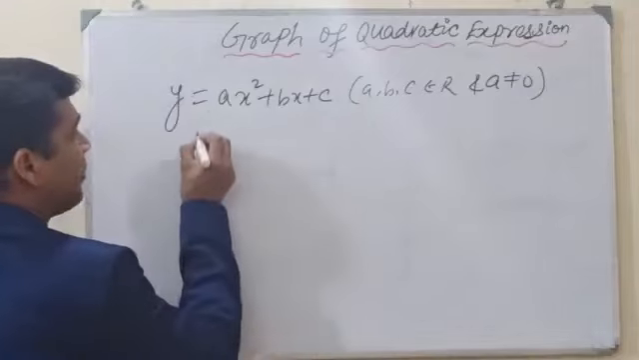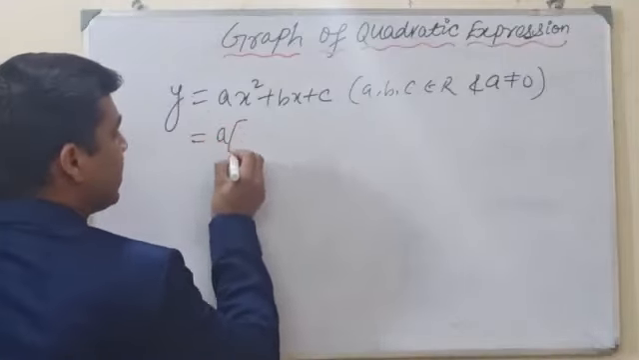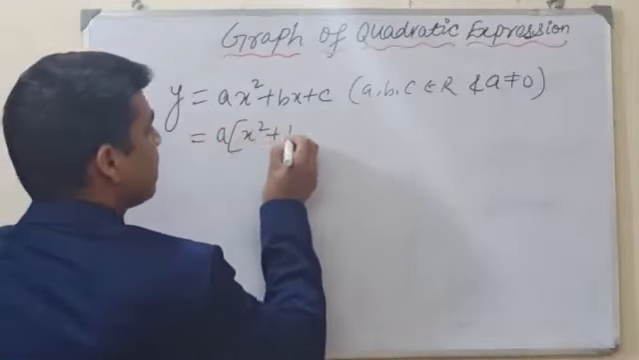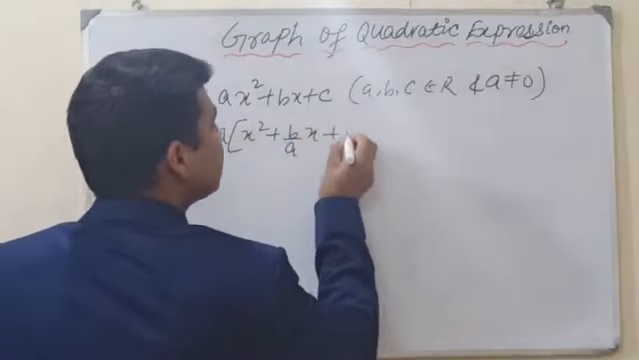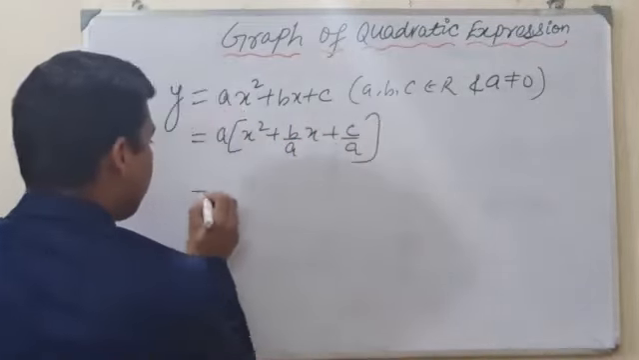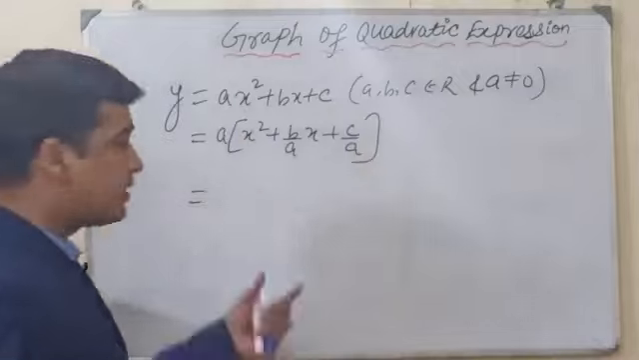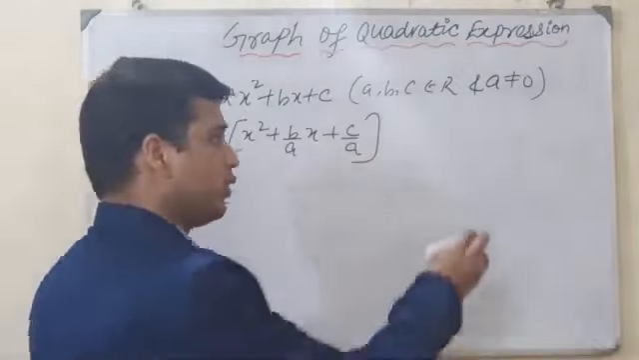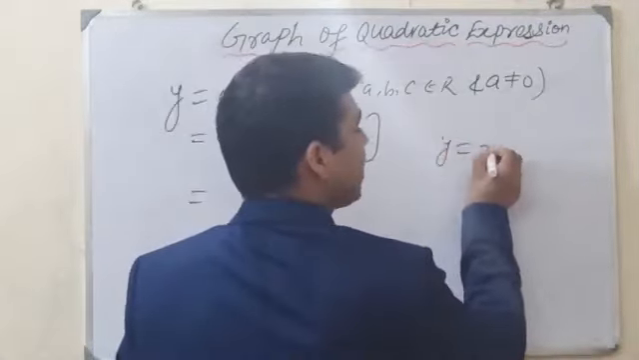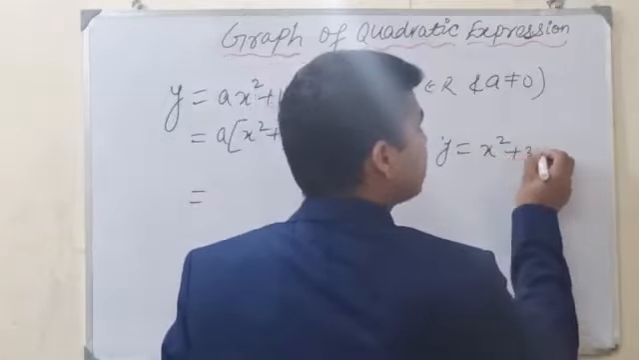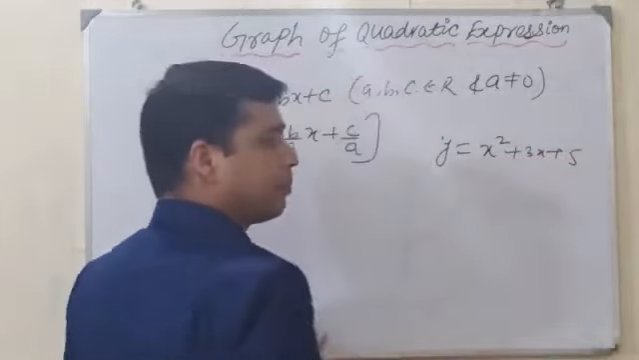Now see this here, I am taking a common. So what you will get here is x square plus b by a x plus c by a. Now I want to make it a perfect square. So what is the concept to make a perfect square? Suppose y equals x square plus 3x plus 5 is there, and I want to make it a perfect square.